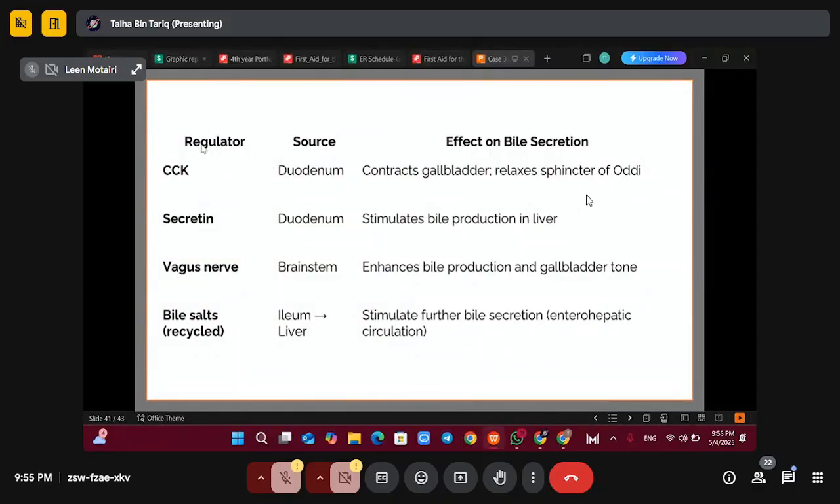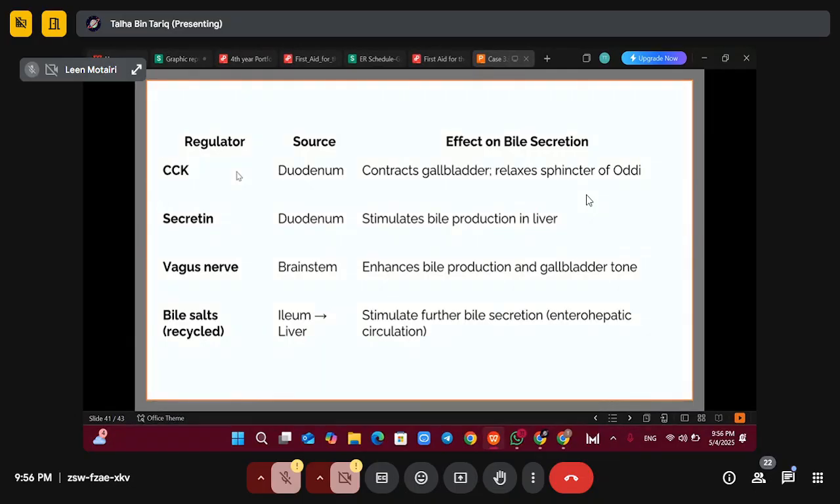We have this regulator, source, and effect on bile secretion. So how is the bile secretion regulated, right? So regulation is by the hormone cholecystokinin. Very important is that the parasympathetic nervous system is stimulating the release of bile. So it is the friend of the gastrointestinal system, the parasympathetic nervous system.